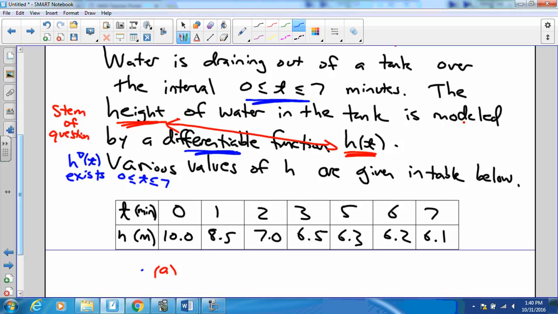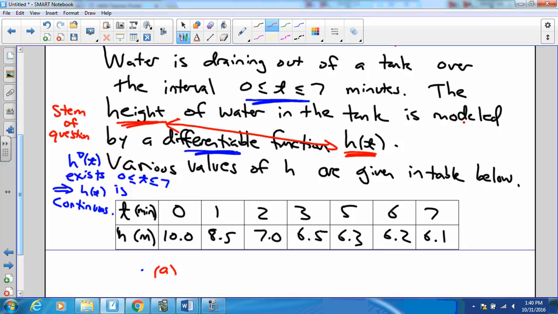If h prime of c exists, then h is continuous at x equals c. So in this particular case, because h prime of t exists for all of these t's, that implies that h of t is continuous, and you as a problem solver need to be sharp enough to pick up on that fact. Does that make sense?